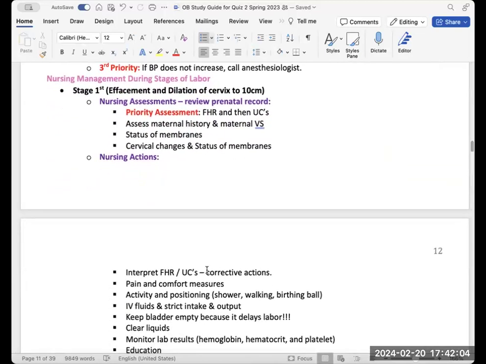Okay, so now we're going to go into the stages, right? We already went through that, so I'm not going to get too crazy in the stages, but stage 1 is effacement and dilation of the cervix to 10 centimeters. That's where it ends. So nursing assessment, always priority, fetal heart rate, and then those uterine contractions. Why? We're looking for that variability. We're looking for the decelerations. We need to see that during labor. We talked about why it's important, right? Yes, we want the maternal history, maternal vitals, but priority fetal heart rate.